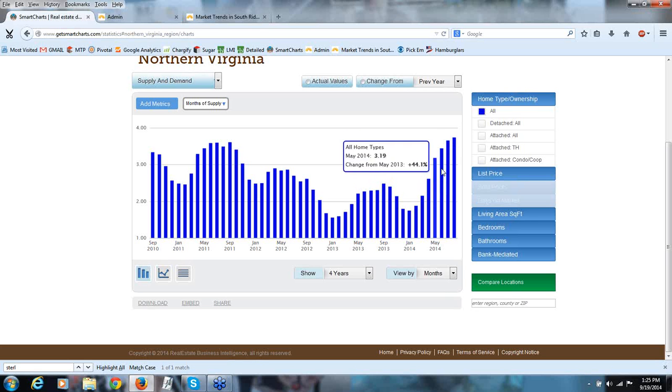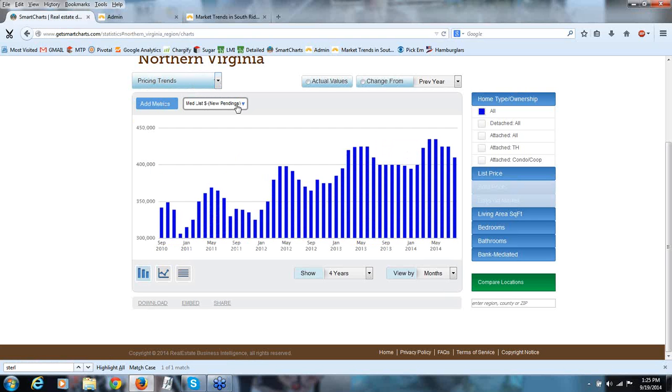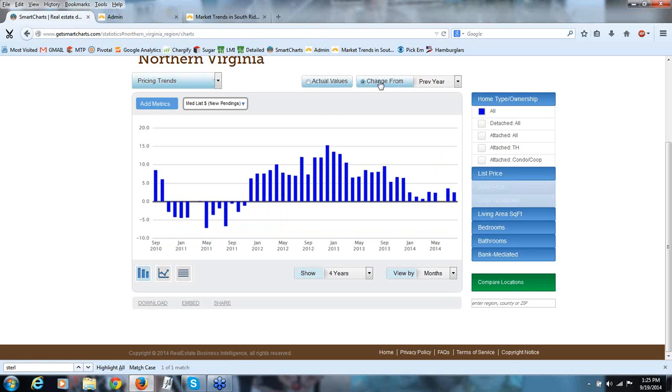As this happens, you start to see a softening of prices, and that's why when we look at pricing trends and the median list price for new pendings, and the change from previous year, this is just showing you the metrics. 409K is the median list price for August, and you see the seasonality in it. I can switch this to change from previous year, and here we can see just how crazy, or not crazy, but just frenetic the market was last year, where we were seeing 15.5%, 12%, a lot of double-digit percent increases.